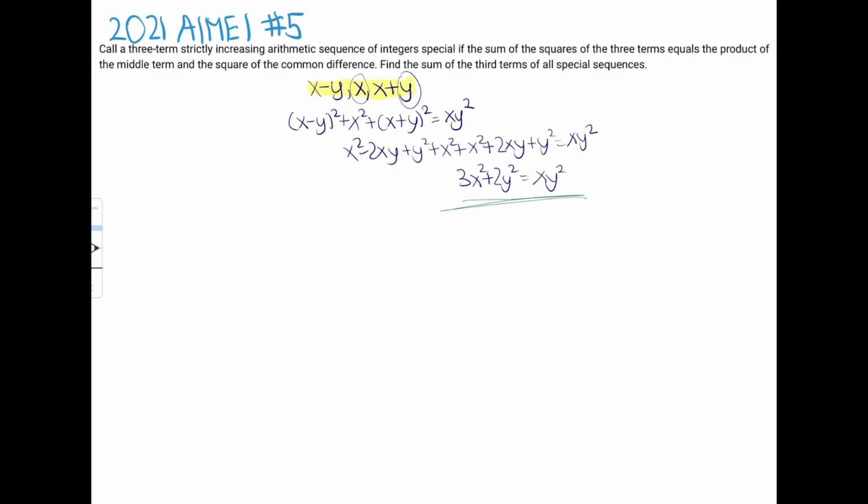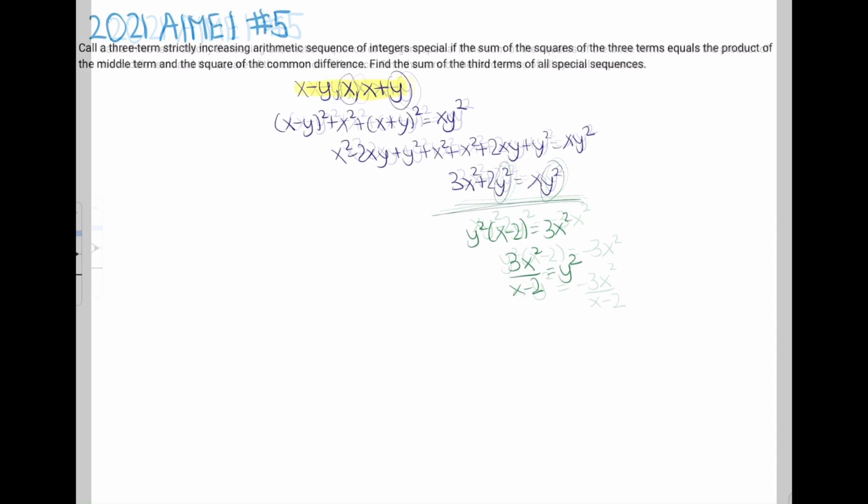So right now our goal is to find x and y that go into this equation. So let's write y in terms of x. I'm just going to put the y squared terms onto one side, which gets xy squared minus 2y squared equals negative 3x squared. So y squared times (x minus 2) would equal negative 3x squared. So y squared would equal negative 3x squared over x minus 2.